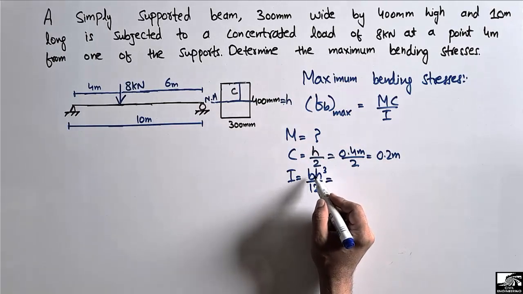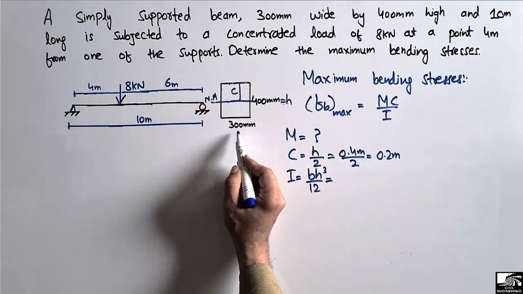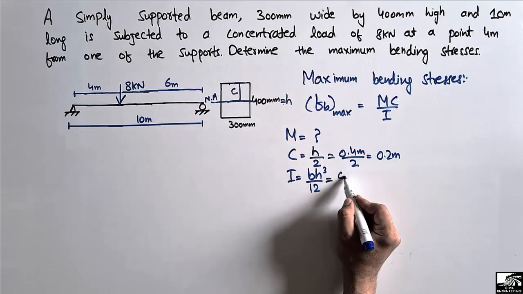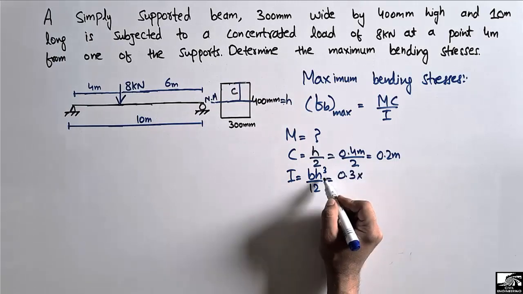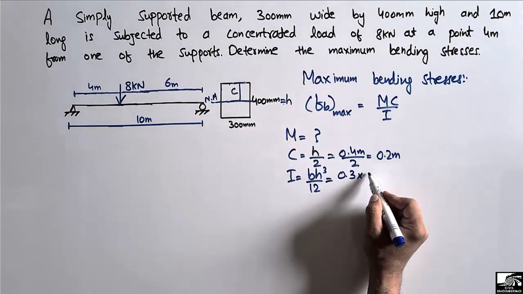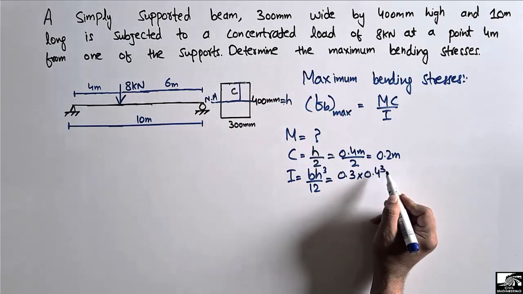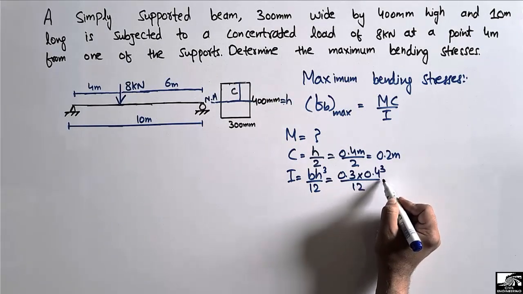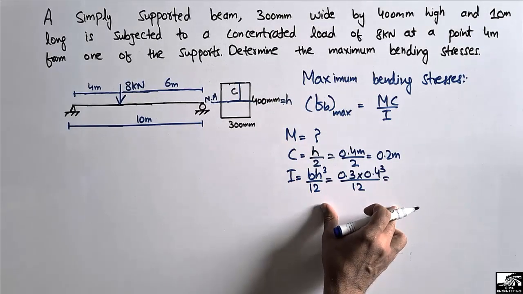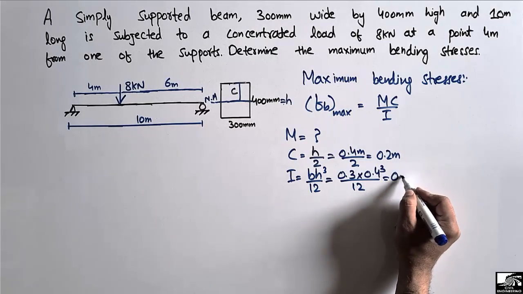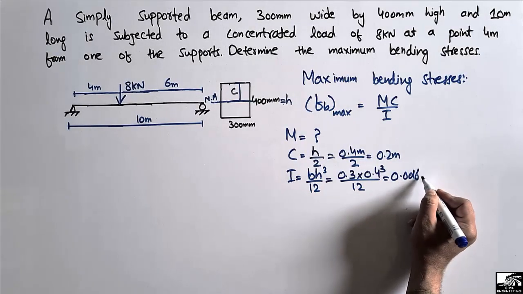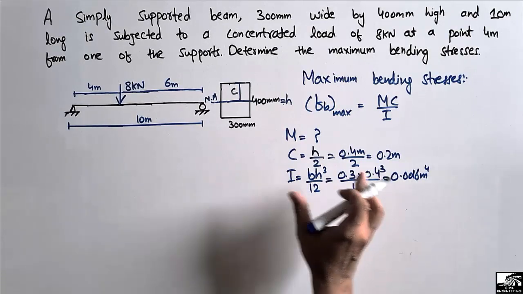So we can use these values in terms of meter. It will be 0.3 meter multiplied with the height, 400 mm or 0.4 meter, cubed, divided by 12. I'm using all the units in meters. So it is equal to 0.0016 meter raised to the power 4. So this is the moment of inertia for this beam.